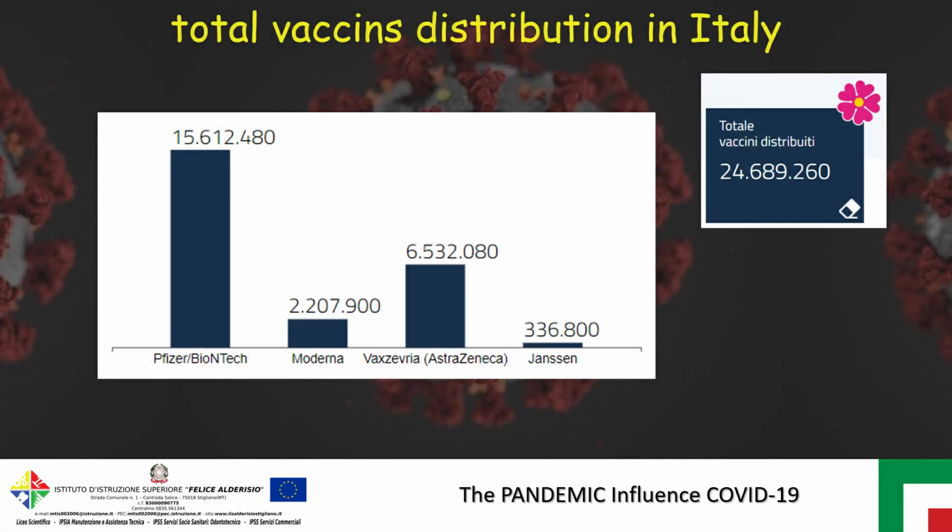Let's check the dashboard about the total vaccine distribution in Italy. The amount of vaccines administered in Italy at the moment is about 25 million. By type, we have 15 million for Pfizer-BioNTech, followed by AstraZeneca, 6 million. We have Moderna, about 2 million, and in the end, 300,000 for Johnson.